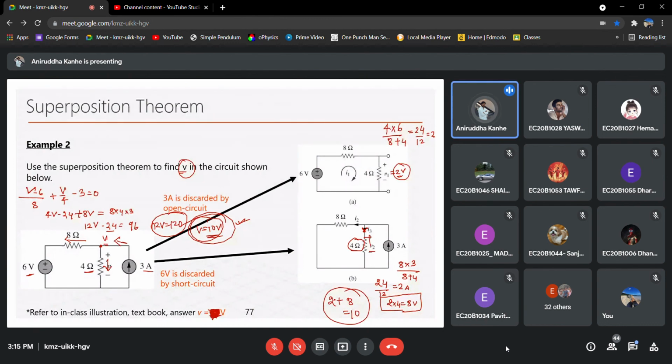Okay, in the next class, we will be starting with Thevenin's theorem. This is one of the most important theorems of this subject. We will be utilizing it for calculating the gain of your amplifiers and so on. So we'll look at that in our next class.